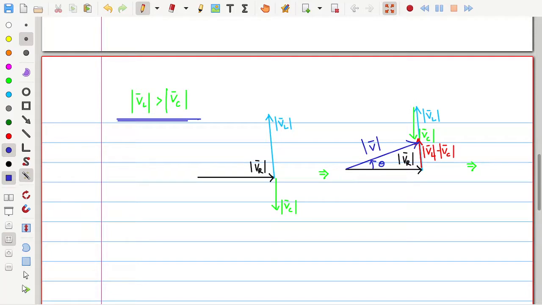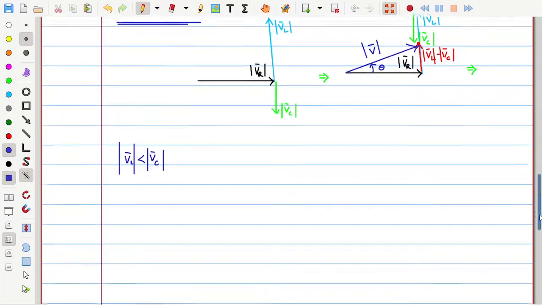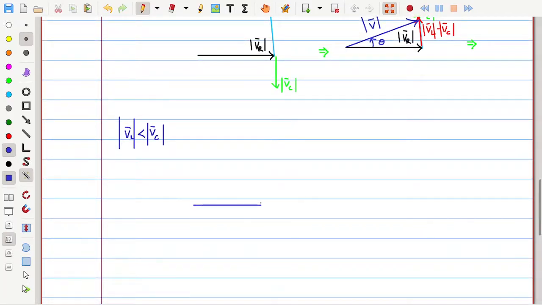If it is some other condition, you can interpret how it looks like. Just let me show that also. If VL is less than VC in magnitude, I am talking about only magnitudes, so how does it look like? Here is our VR, no change in the VR magnitude, but VL is now lesser value and VC is more value, like this. This is the VC, this is the VL.